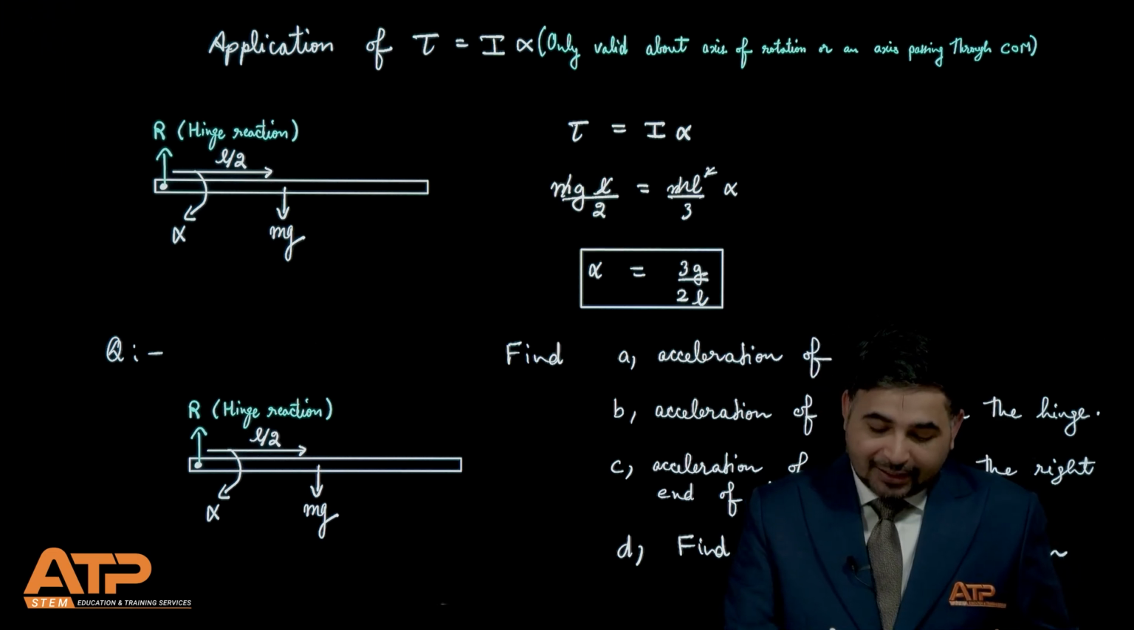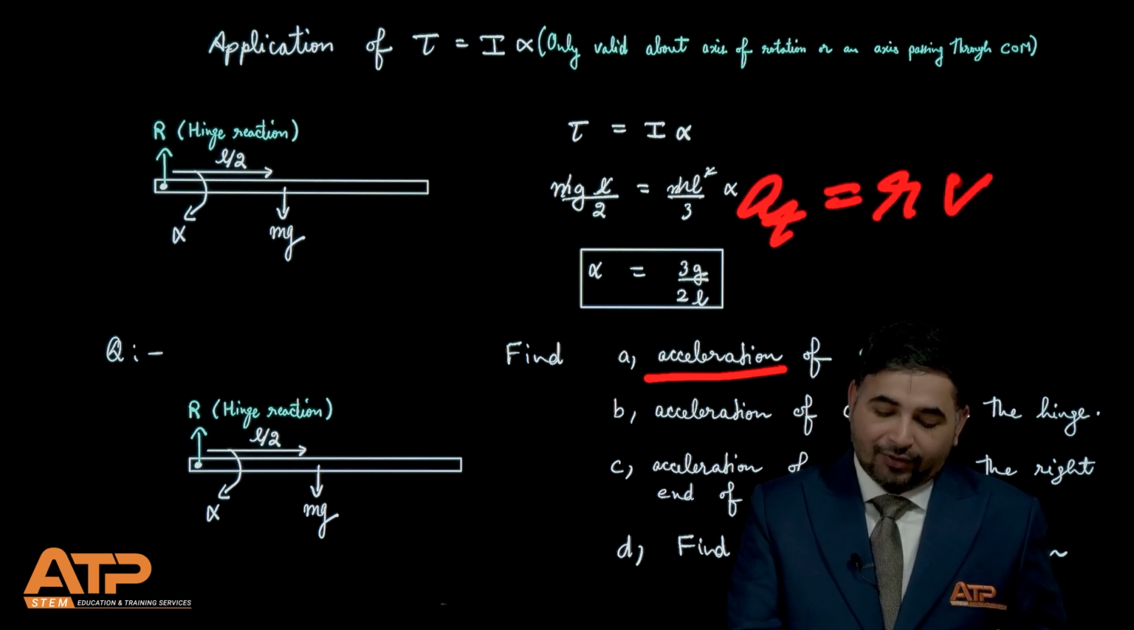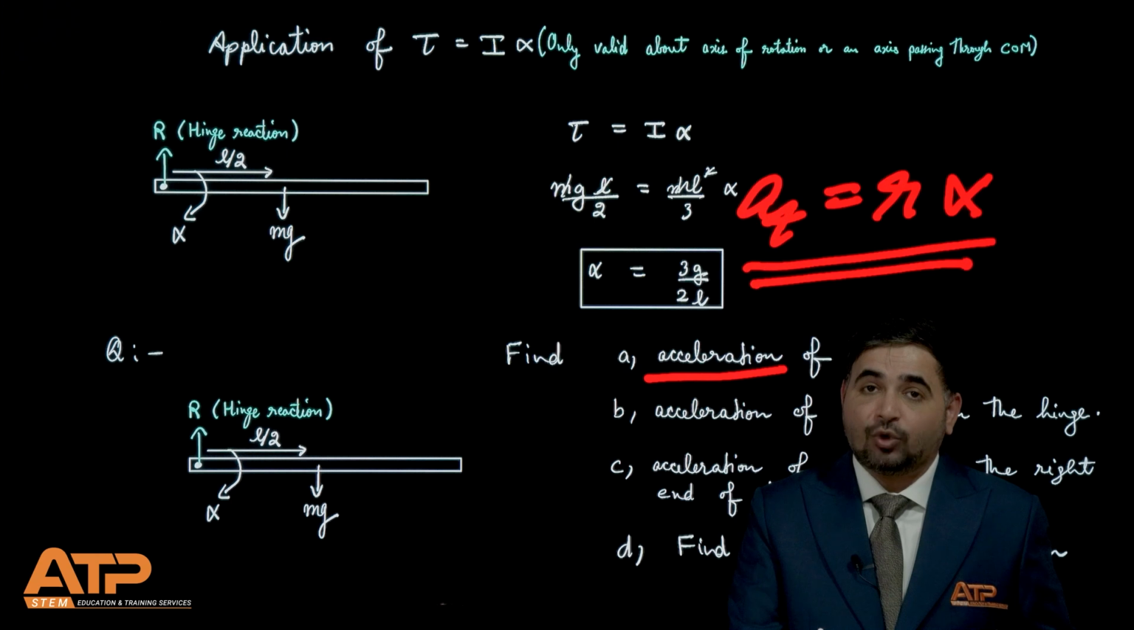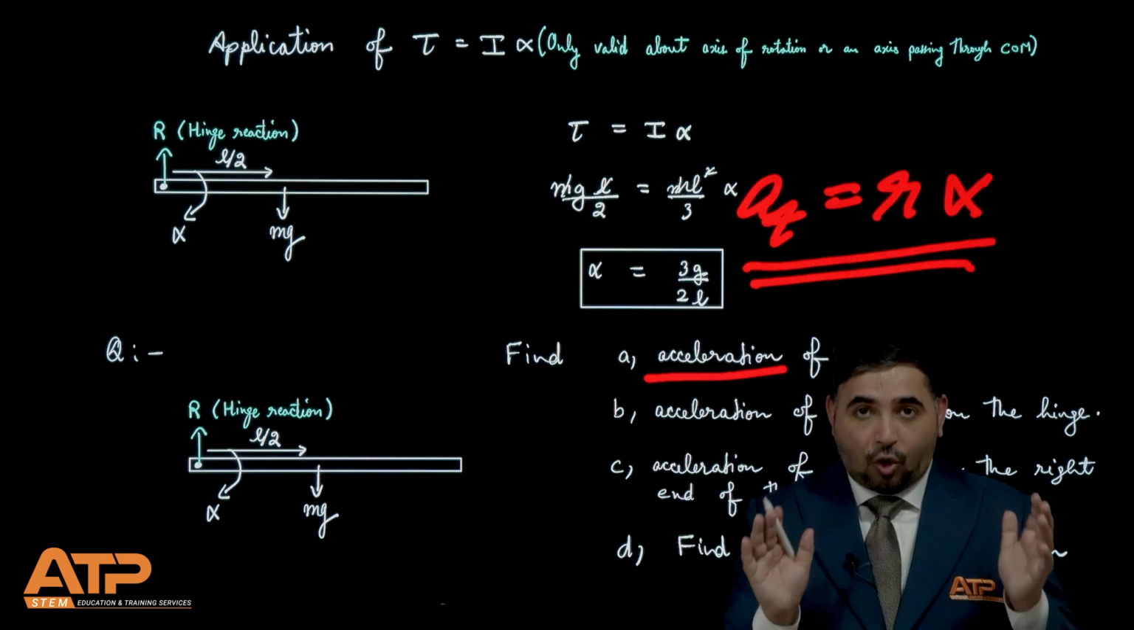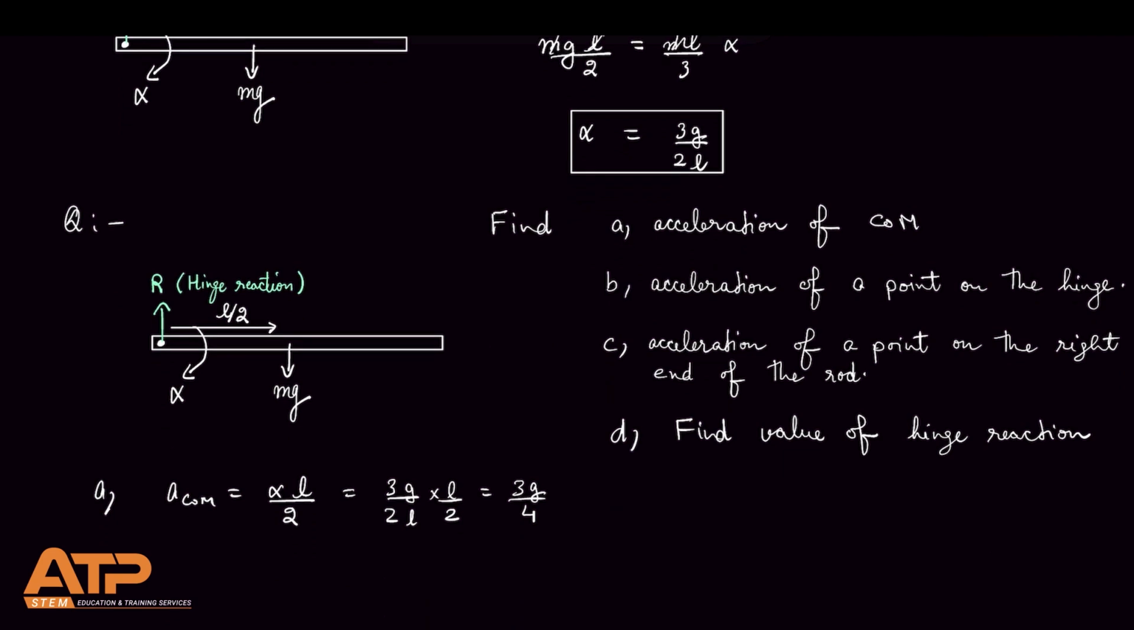Okay, so tangential acceleration a_T is related to alpha with this equation, a = R alpha. That's all we need for our first part. So when we say acceleration of center of mass, it's going to be alpha into L by 2, because the center of mass is rotating in a radius of L by 2. Alpha is 3g by 2L, into L by 2 is going to give you 3g by 4.